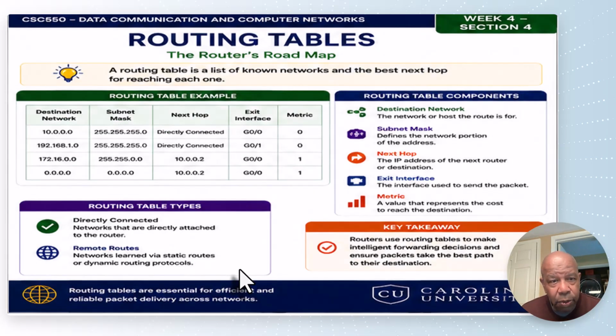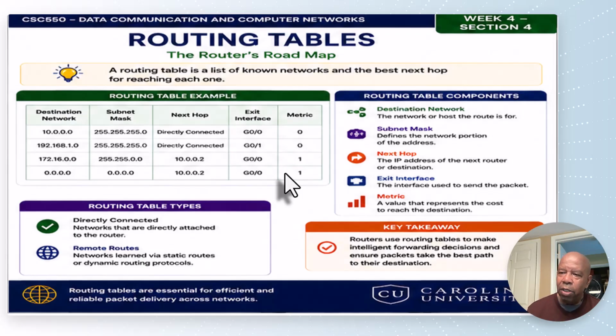The routing tables we talked about basically have information as to what is our destination network, subnet mask, and where we're going to have to go through subnets in order to get to our information. So here we're talking about a routing table example: the destination network, the subnet mask, the next hop. Okay, where am I going next? Okay, once I get to this location, and the exit interface along with a metric value.